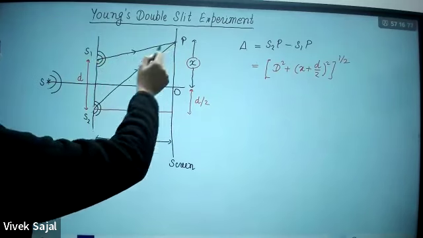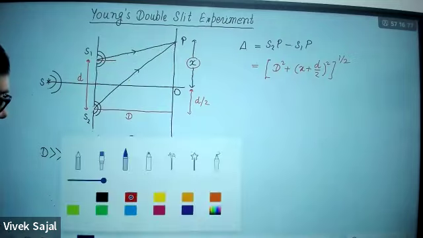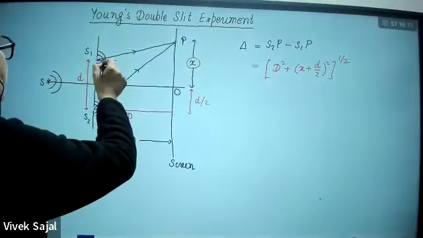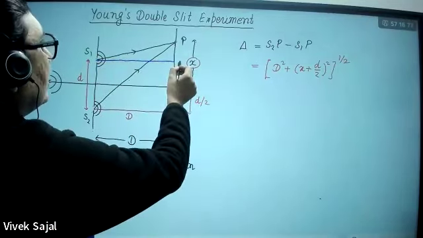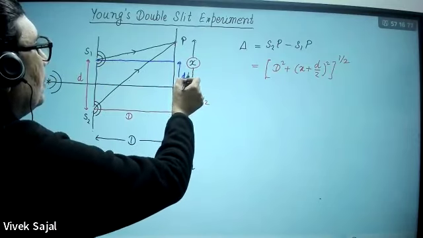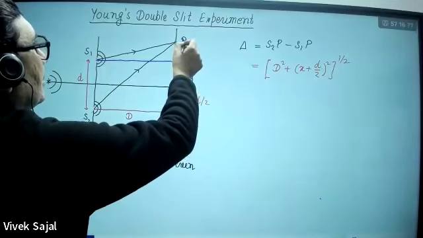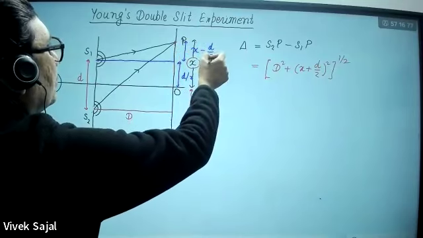For S1P, I will draw a perpendicular here, in a different color. From S1, I draw a perpendicular like this. This distance is again d by 2. So what will be this distance here? This distance will be x minus d by 2.